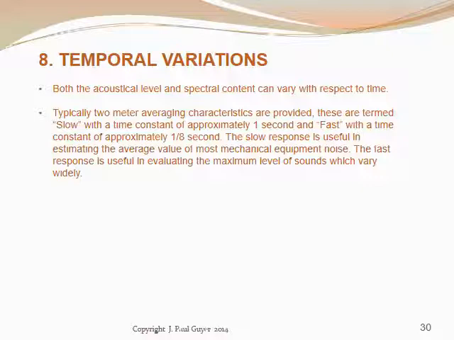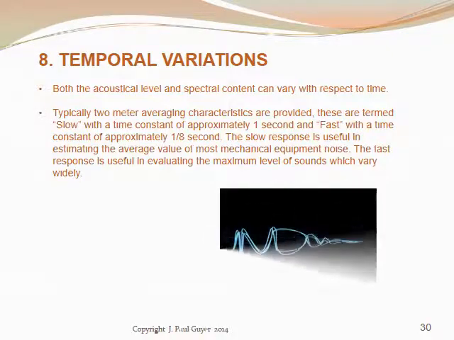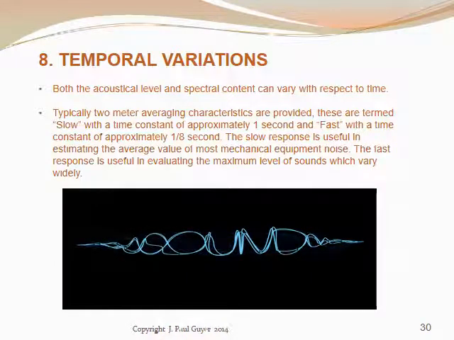Both the acoustical level and spectral content can vary with respect to time. This can be accounted for in several ways. Sounds with short-term variations can be measured using the meter averaging characteristics of the standard sound level meter as defined by ANSI S1.4. Typically, two meter averaging characteristics are provided. These are termed slow, with a time constant of approximately 1 second, and fast, with a time constant of approximately 1/8 second. The slow response is useful in estimating the average value of most mechanical equipment noise. The fast response is useful in evaluating the maximum level of sounds which vary widely.